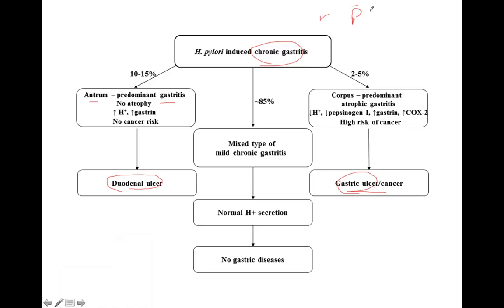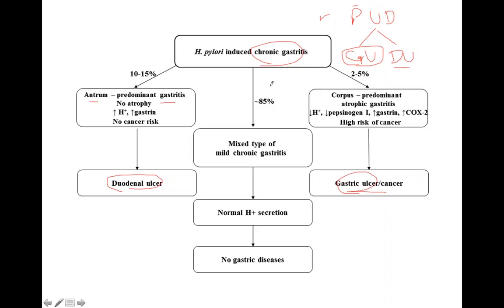So this peptic ulcer disease can be either gastric ulcer or duodenal ulcer. Now only gastric ulcer is associated with cancer. Duodenal ulcer will not be associated with cancer. So if you find a gastric ulcer, then the next step will be biopsy, because we want to rule out cancer. This thing also is important. I will come to that later.